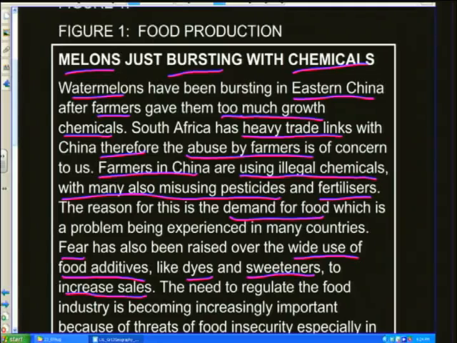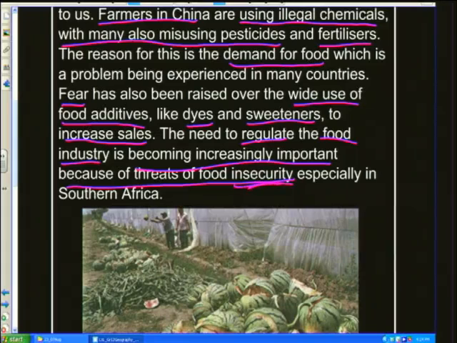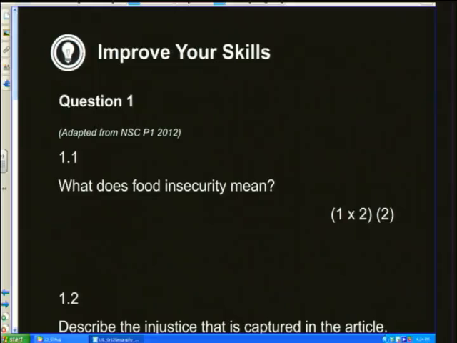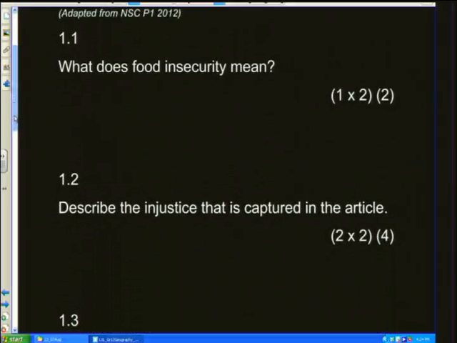The need to regulate the food industry is becoming increasingly important because of threats of food insecurity, so not enough food, especially in Southern Africa. So let's have a look at those questions. They're going to be based very similarly to what your notes were on previously. First question, what does food insecurity mean? And they always ask this question.